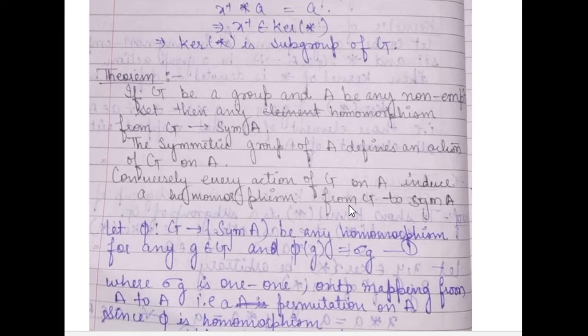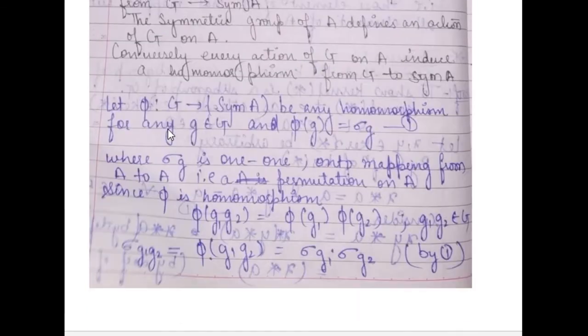That means, if we have a group action of G on a set A, then there will exist a homomorphism mapping from G to Sym(A). Symmetric A means the group of all permutations which are defined over the set A. So now we are going to prove this theorem.